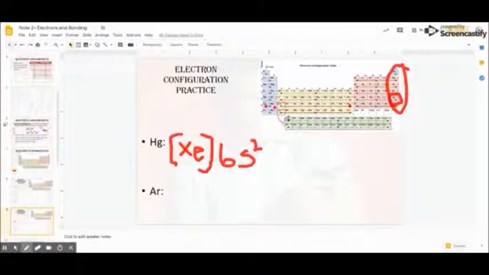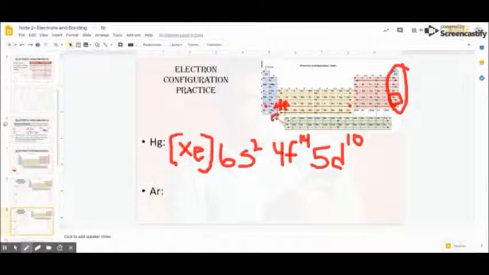Now you have to remember here we have to insert this row. So 4f would be next, and there are 1, 2, 3, 4, 5, 6, 7, 8, 9, 10, 11, 12, 13, 14 that can fit there. And then we can go back up to the 5d, and there are 10 boxes to get to mercury. So you have to remember 4f goes here before you can do the 5d, and before you can do the 6d, the 5f gets inserted there. That's there to remind you.